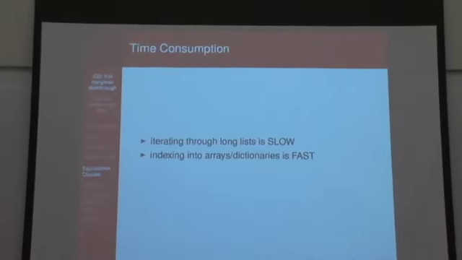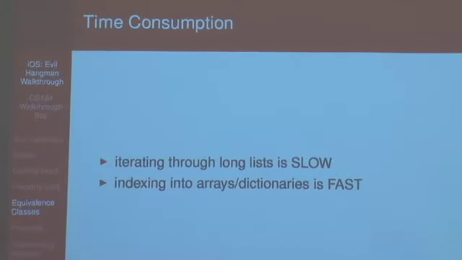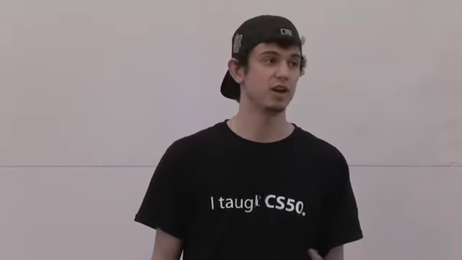So let's talk a little bit about design. Choice of data structure here is really important. So some basic facts about data structure performance. Iterating through a long list is going to be very slow because you need to look at every single element. You need to maybe do something with it and move on to the next one. Indexing into an array or a dictionary is going to be very fast.